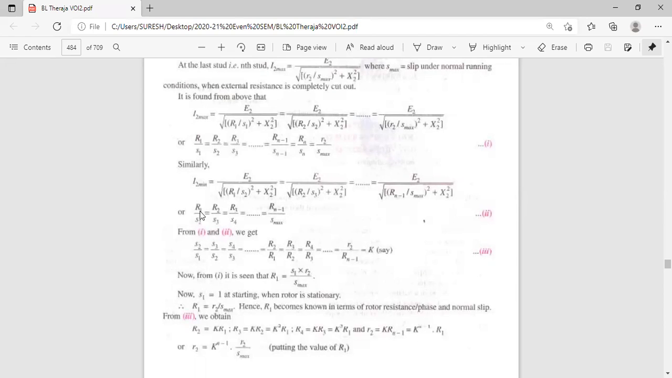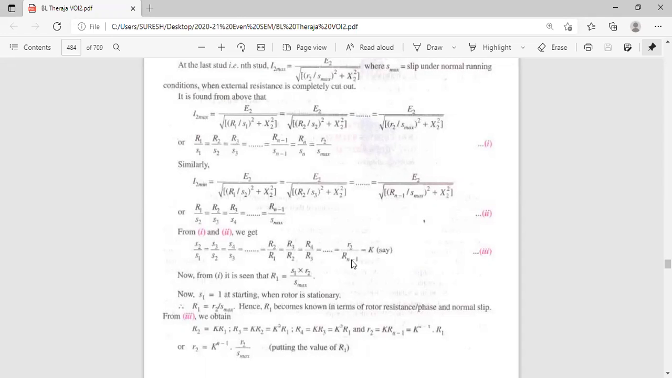Take equation 1 by 2. In 1 by 2, R1, R1 cancel, R2, R2 cancel, R3, R3 cancel, and Rn is going to be cancelled. Left out is R2 by Rn minus 1. Divide these two, we'll get R2 by Rn minus 1. Last one, R2 by Rn minus 1.